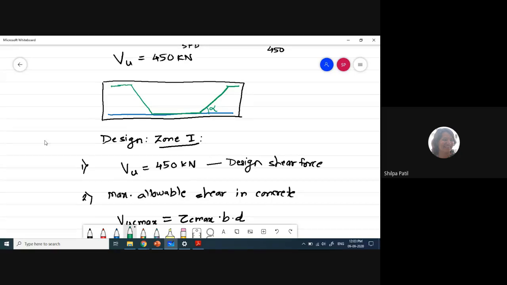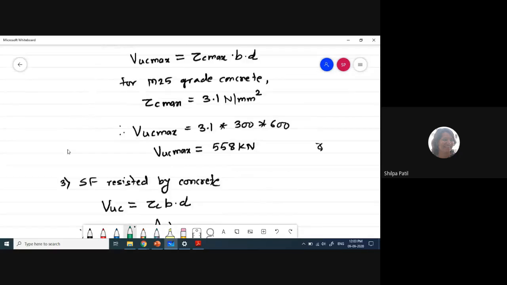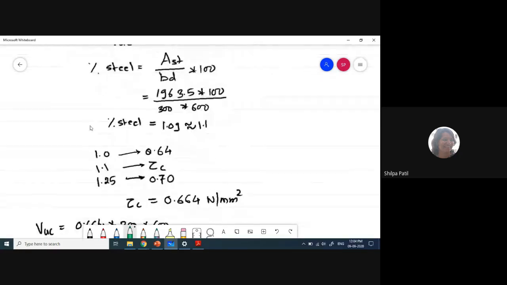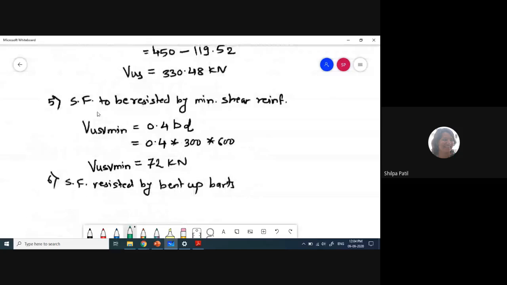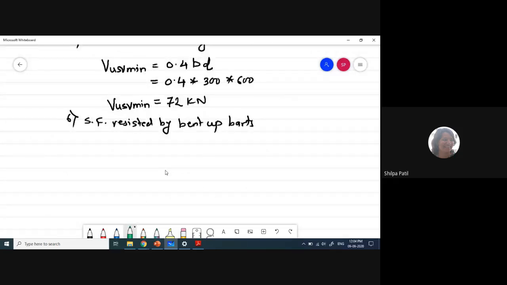Now in the problem statement, the bent up bar details are not provided, so we can consider that the bars are not bent up here. So I will simply write down the notation used to show the shear force resisted by bent up bars. It is VUSB. This will be 0 as there are no bent up bars.